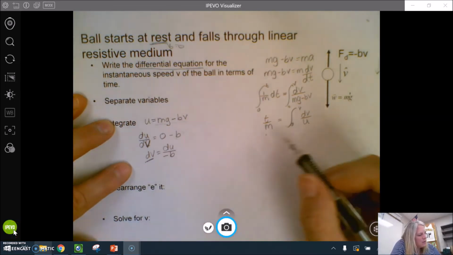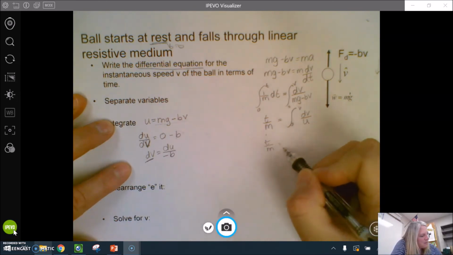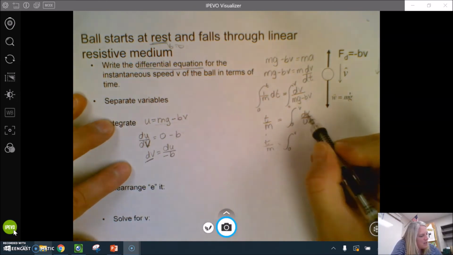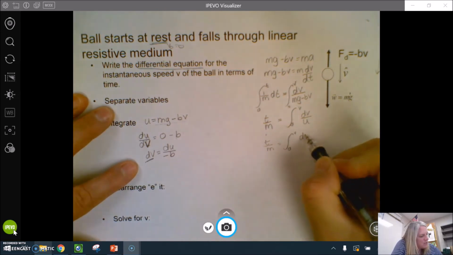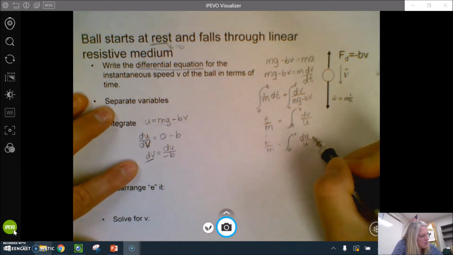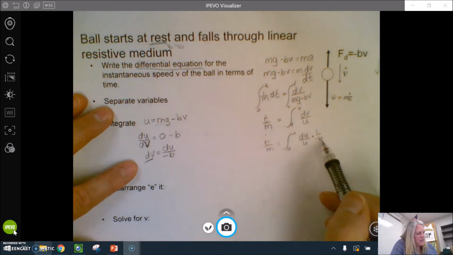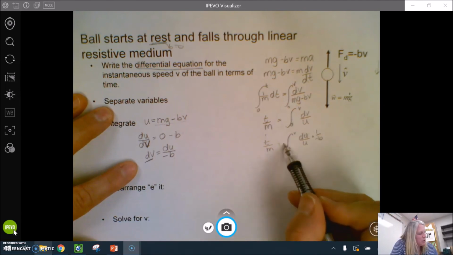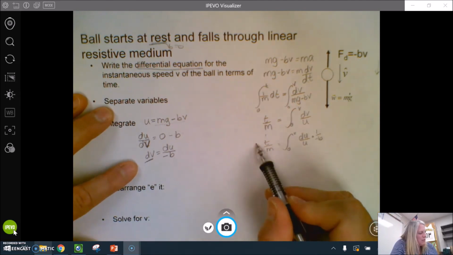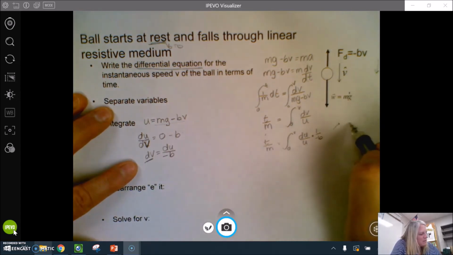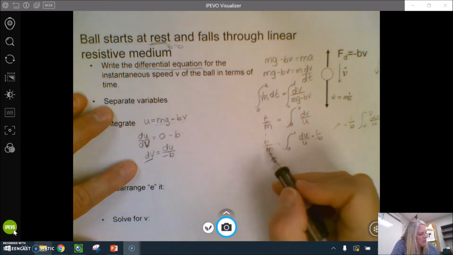So we're going to have t over m is equal to the integral from 0 to v. Instead of dv, we're going to put du over u, and this I'm just going to put times 1 over negative b. But let's do this differently, because that looks kind of funky. Since this is just a constant, we could just pull it out, and then move it over here, because we could say that would be 1 over negative b, integral from 0 to v, du over u. So let's just take that and move it to the other side, so all of the constants are over on the other side.